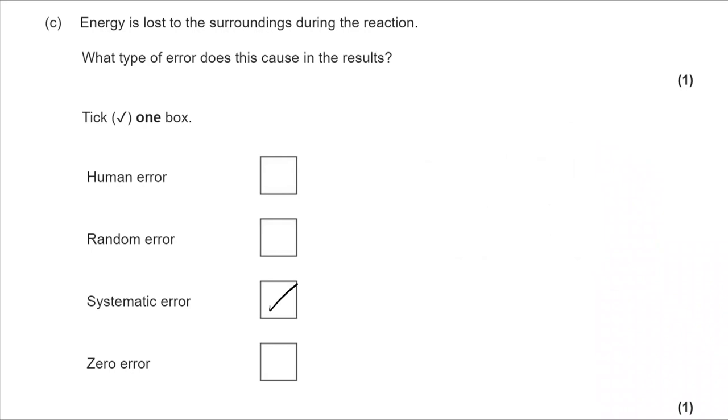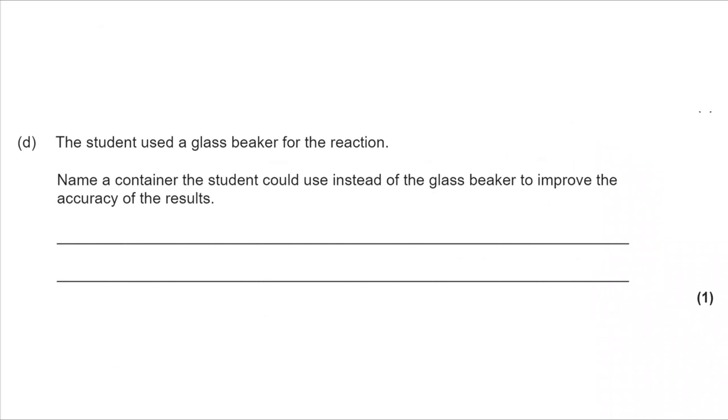On to part D, the student used a glass beaker for the reaction. Name a container the student could use instead of a glass beaker. Well, we want something that minimises or prevents heat loss. What you would commonly use in this circumstance is a polystyrene cup. That may have been referred to as a calorimeter.